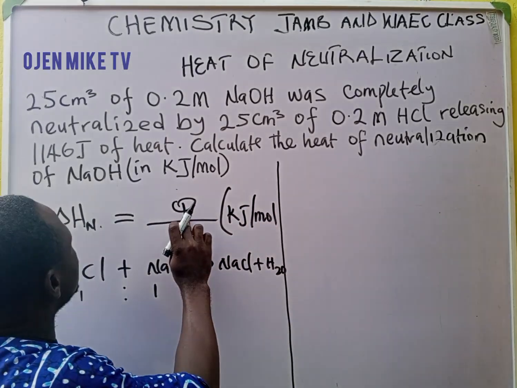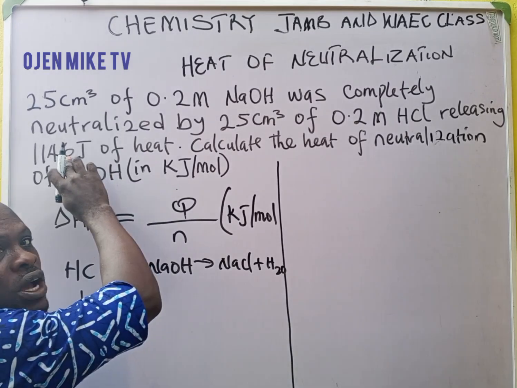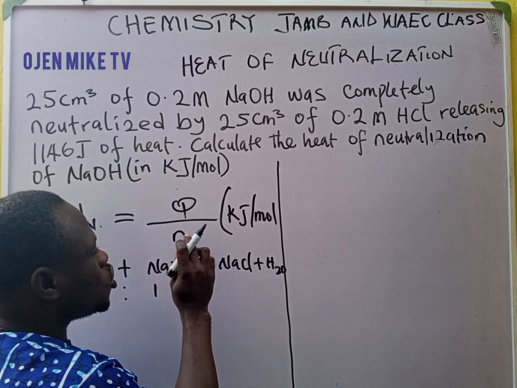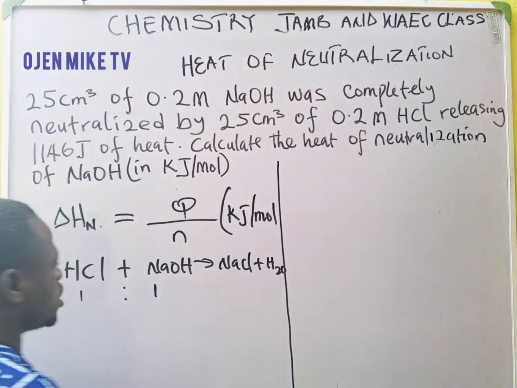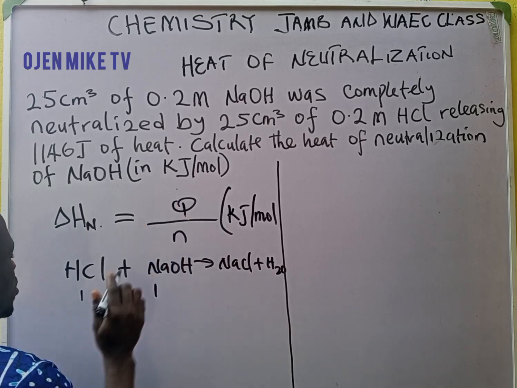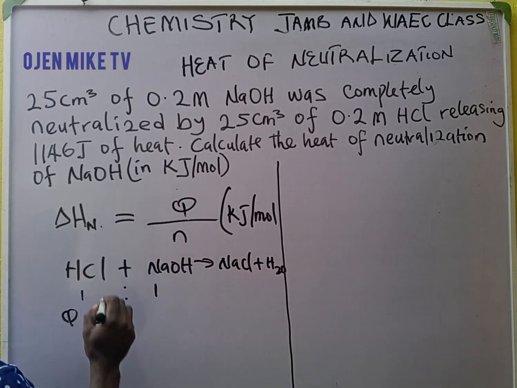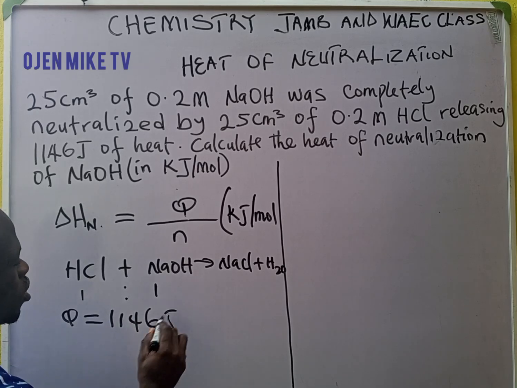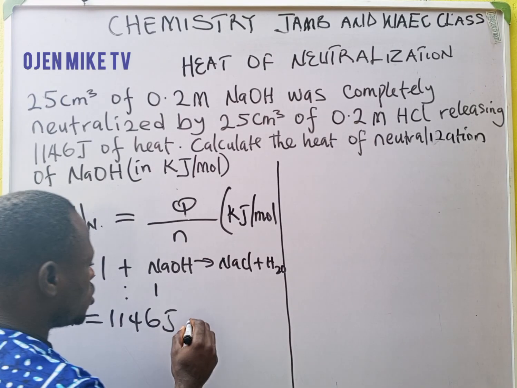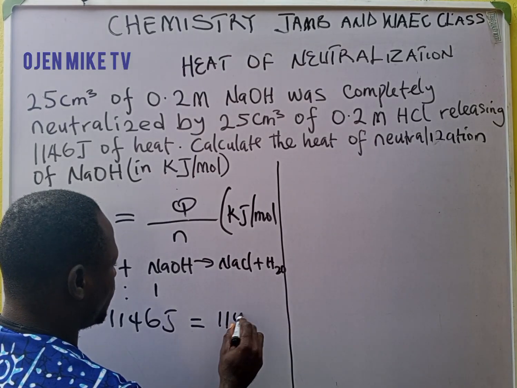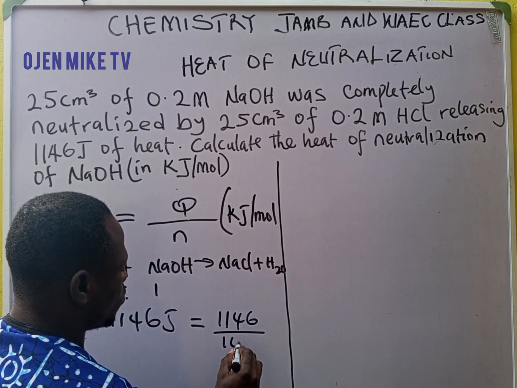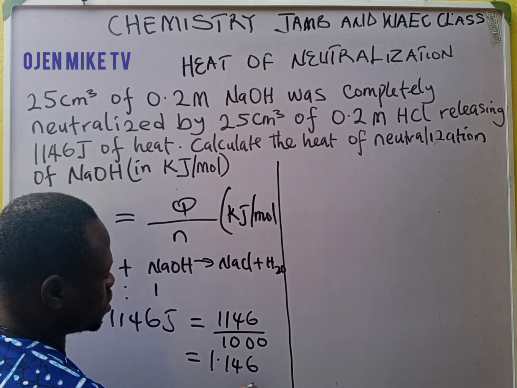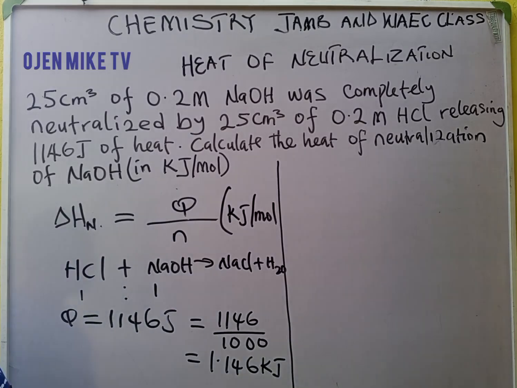But the heat released here is given in joules. Therefore, we need to convert it. Are you following? The number of moles of water is, of course, moles is moles. Now let's solve our question. Q is equal to 1146 joules. We need to convert this into kilojoules: 1146 divided by 1000 gives 1.146 kJ. Are you following?